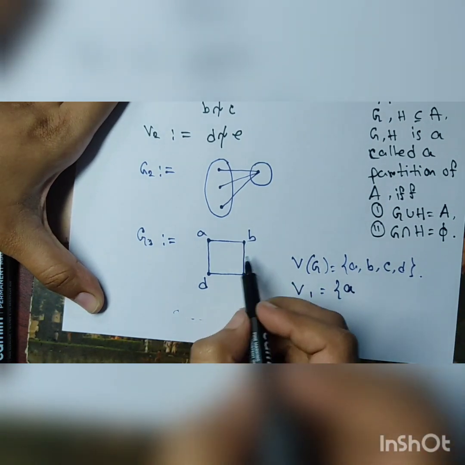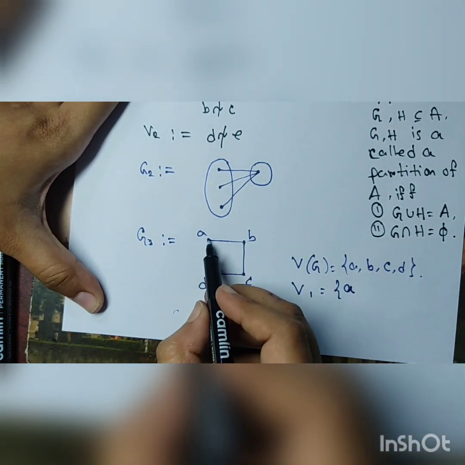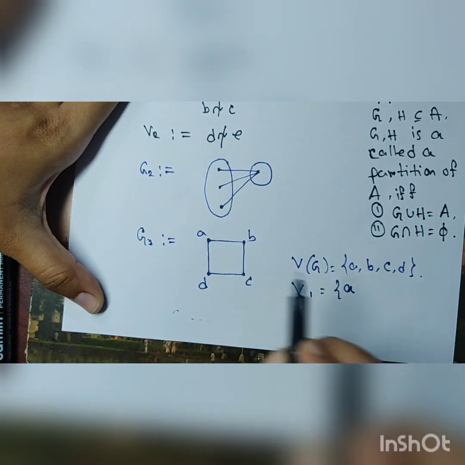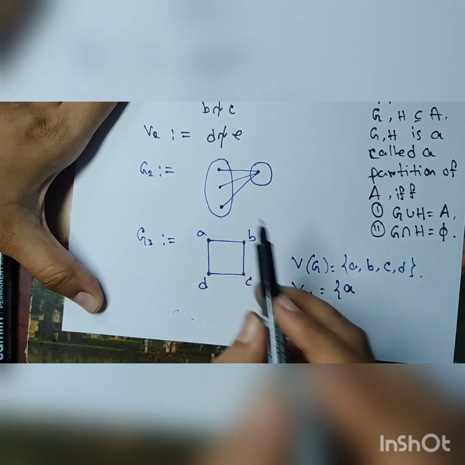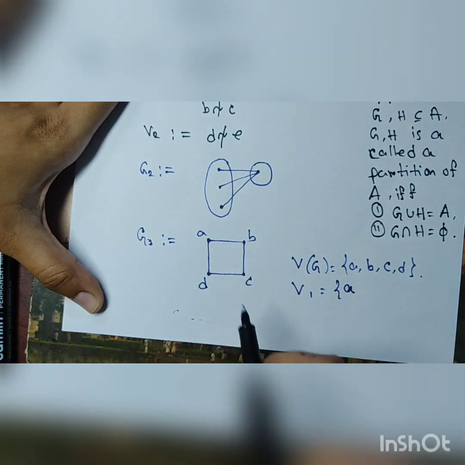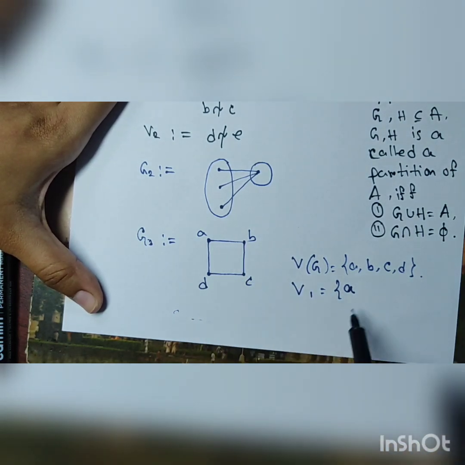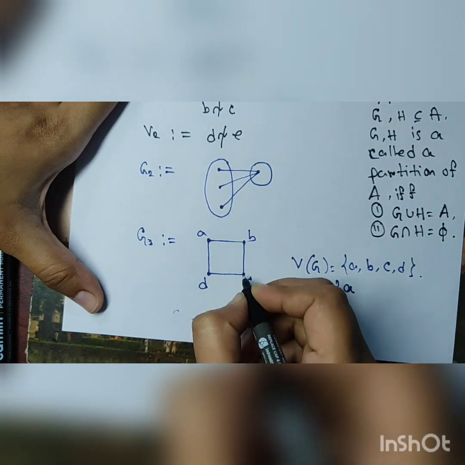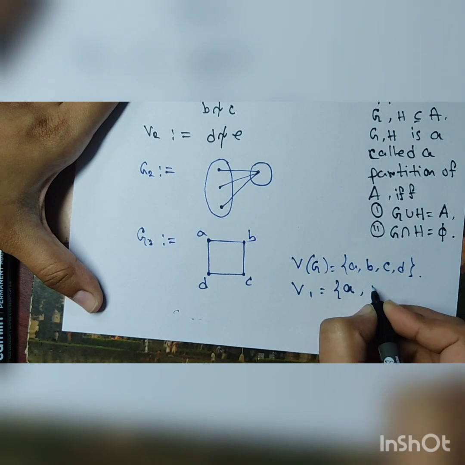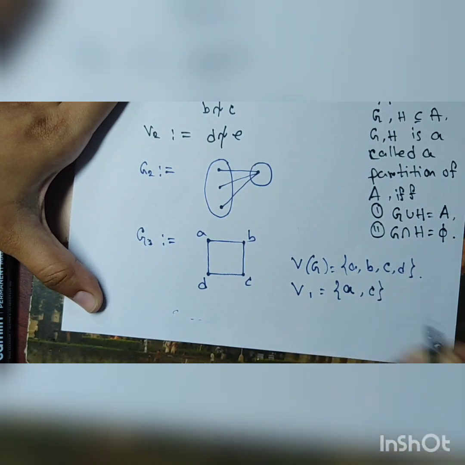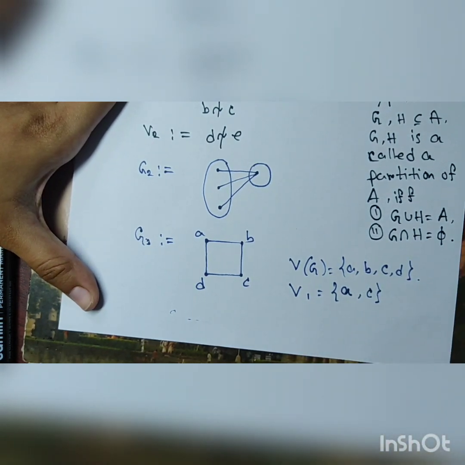So B must not be there because B is adjacent to A. In a partition, no two vertices from the same part are adjacent. So B is not in V1. Similarly, D is not in V1. So let us check whether C can be there or not. C is not adjacent to A. So let us take A and C to be a part.